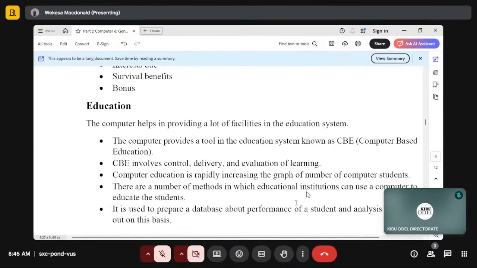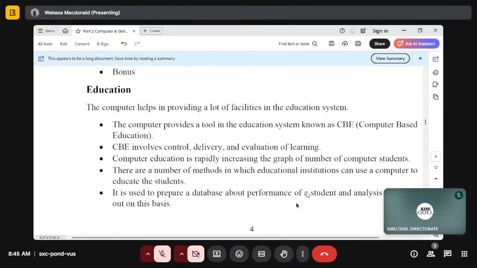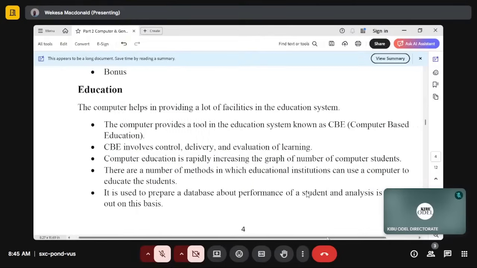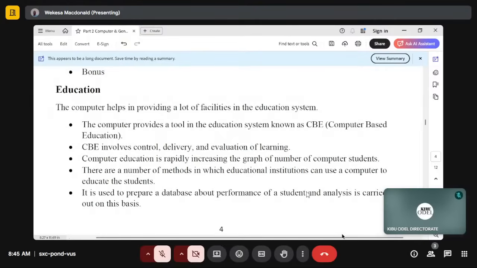Computers are used in education, like now we are using a computer. So you said your phone is a computer. The e-learning portal runs on a computer.